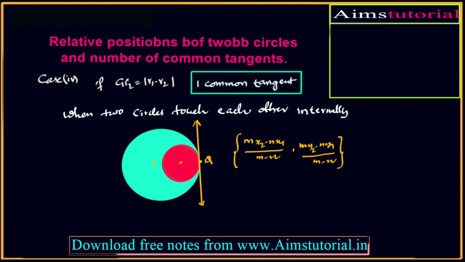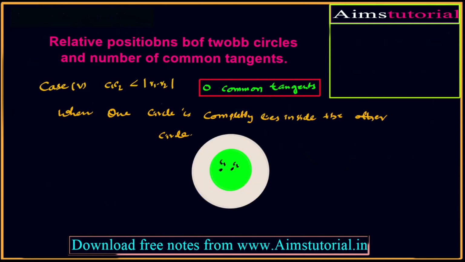Case 5: if C1C2 is less than |R1 - R2|, one circle lies completely inside the other circle, then we can draw zero common tangents. If C1C2, the distance between the centers, is less than |R1 - R2|, then one circle lies completely inside the other circle and the number of common tangents is 0.